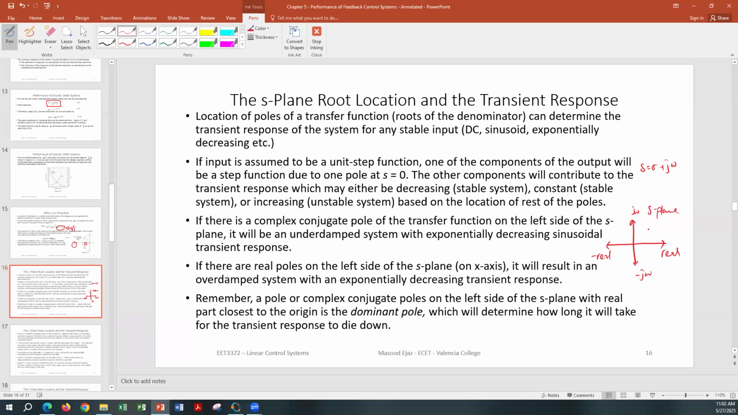Anytime you have complex conjugate poles, remember that you have 2 poles that come together. One is going to be on top, one at the bottom, with plus j omega and minus j omega. Again, the dominant pole is going to be the one which is closer to the origin on the real axis. That's going to be the dominant pole, and the dominant pole is going to define the exponential decay of the curve, or the exponential response of the curve.